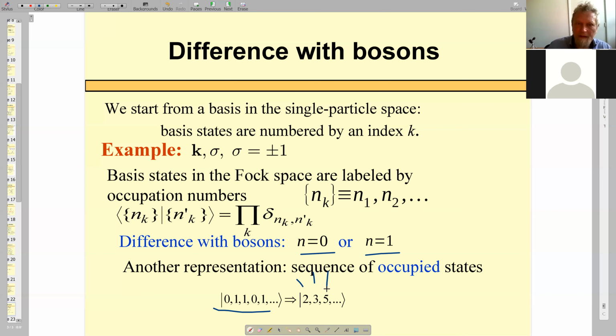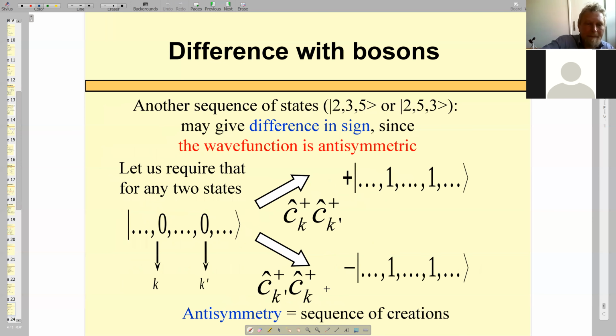Fine. And now I can imagine that I have another sequence of states. Instead of 3, 5, I will put 5 and 3. And I also need to recall that the wave function is anti-symmetric. So if I change the sequences, I would have to change the sign, because it corresponds to, remember, a permutation of particles.